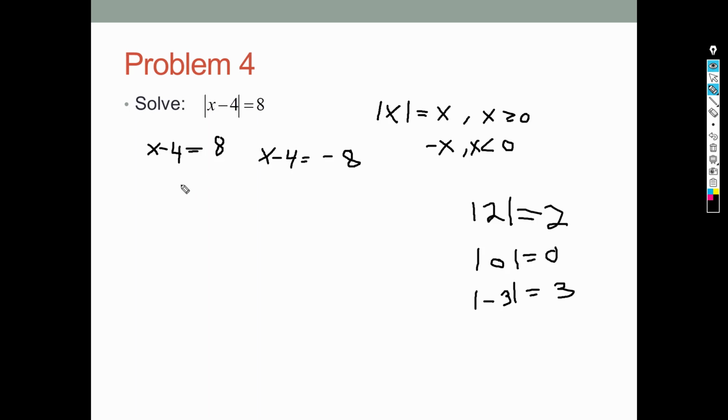So add 4 to both sides here, we get x can be 12, I should say. Add 4 to both sides over here. 4 and negative 4 cancel. Negative 8 plus 4 is negative 4. You can easily check it. 12 minus 4 is 8. Absolute value of 8 is 8. Minus 4 and minus 4 is minus 8. Absolute value of minus 8 is 8. So these are your two solutions.